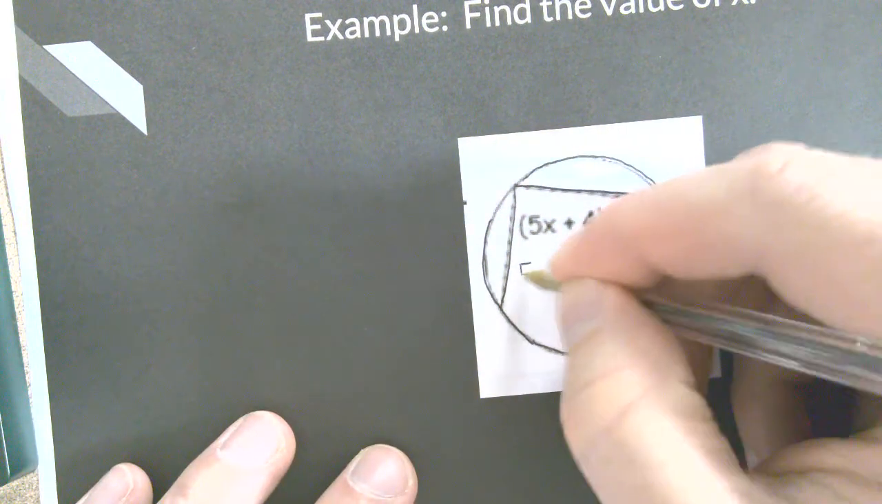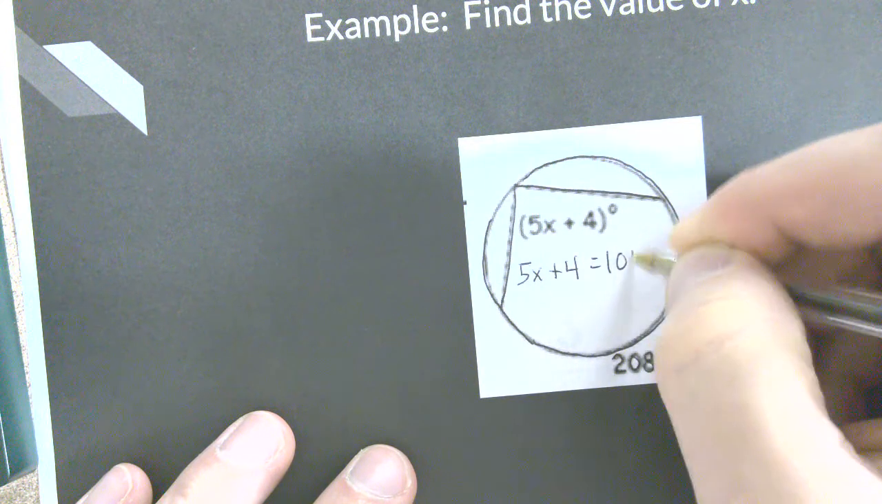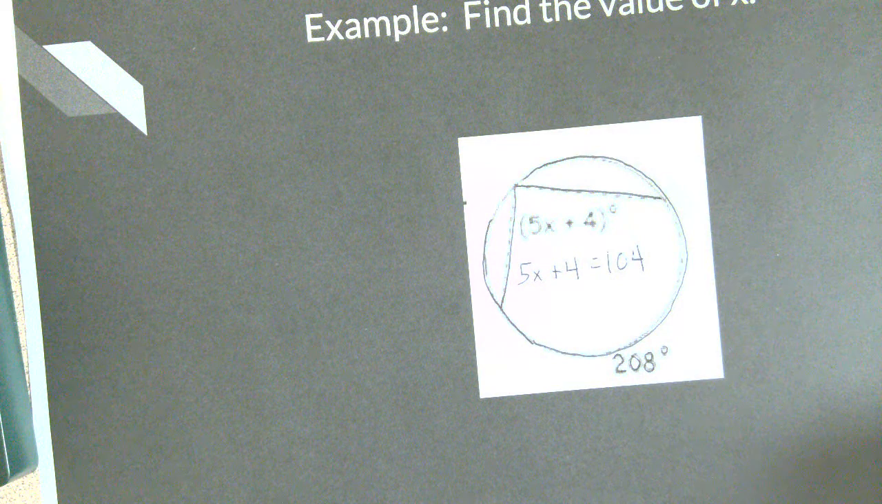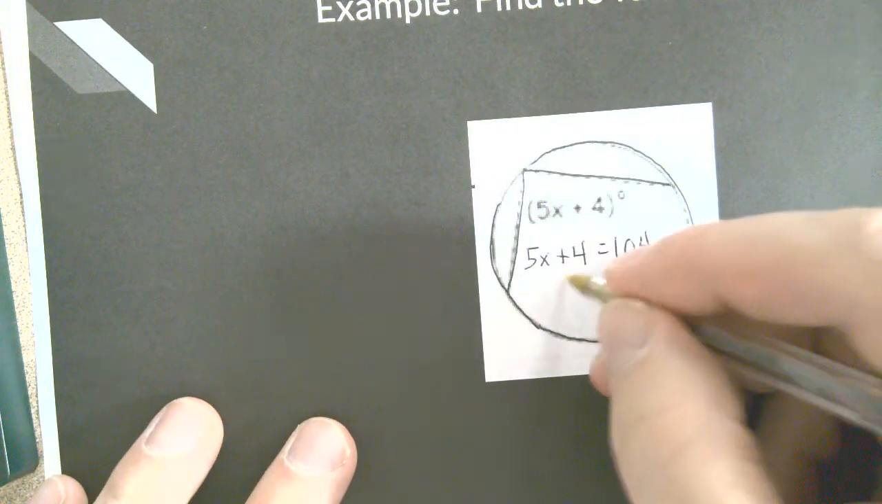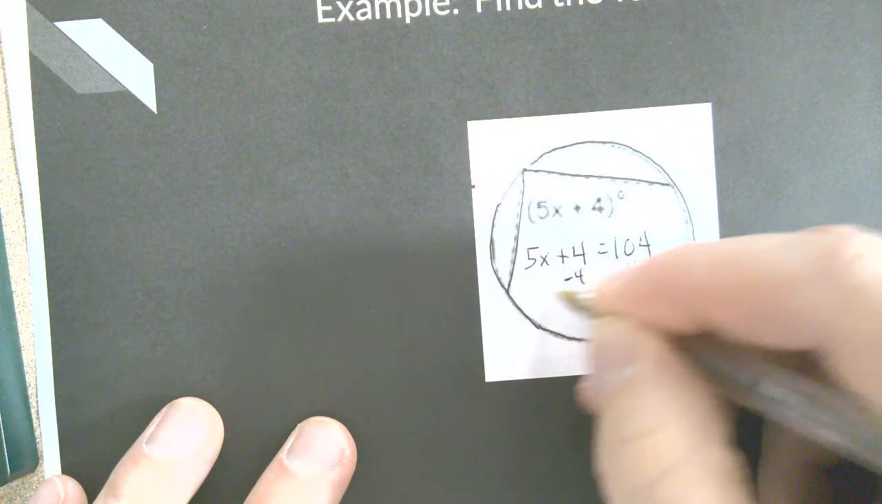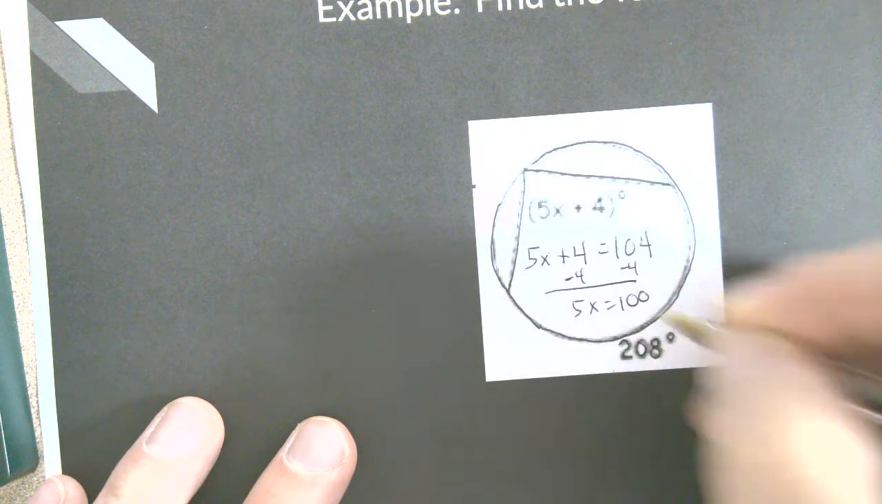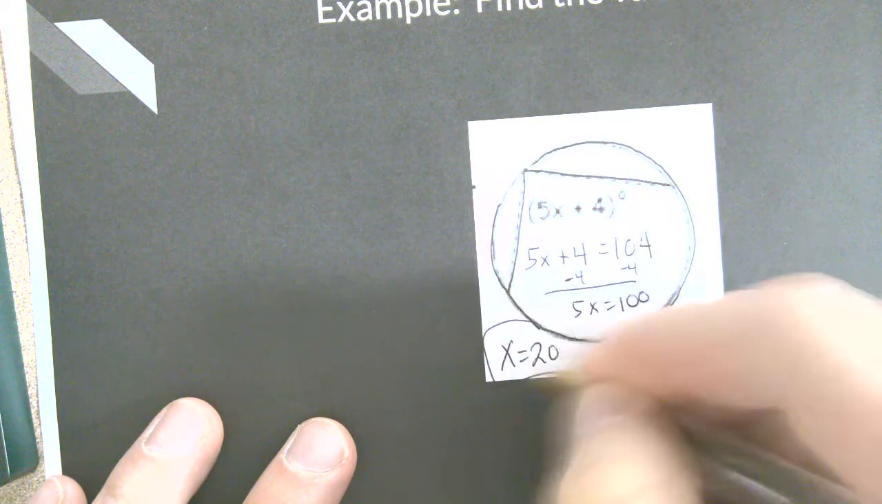So probably the best way to do this would be to say that 5x plus 4 equals 104. Now the other thing you could do is say that (5x plus 4) times 2 equals 208. So that would be another way to write the equation. If I solve this and subtract 4 from each side, I get 5x equals 100. And if I divide both sides by 5, in this case, I get x equal to 20.